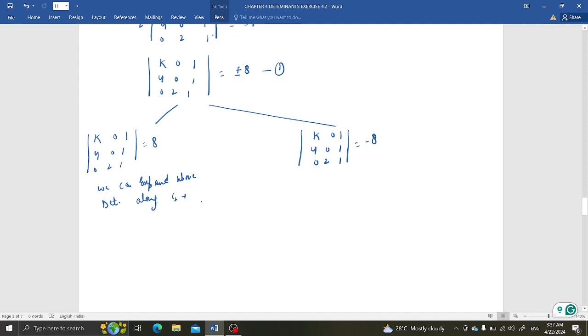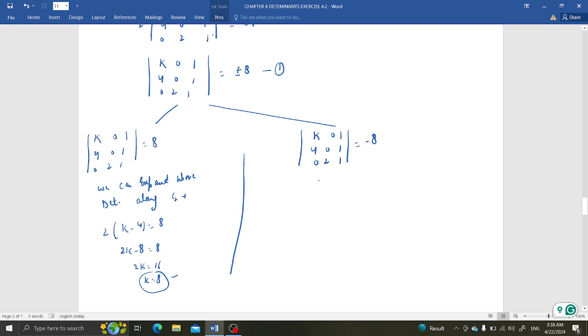Now 2 into, along this one, so k minus 4 equal to the 8 we get. So 2k minus 8 equal to 8, so 2k equal to 16 and k equal to 8. The first value of k we are getting here, that is k equal to 8. Now move on to the next part.